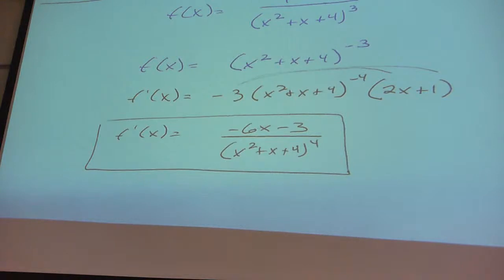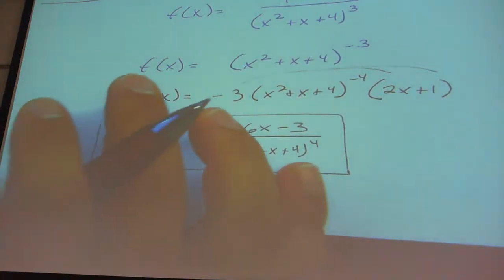But again, chain rule, we had to rewrite it, then do chain rule, and then simplify. Any questions? Now, the next example we're going to do is the same stuff. Okay, so let's do one more example.